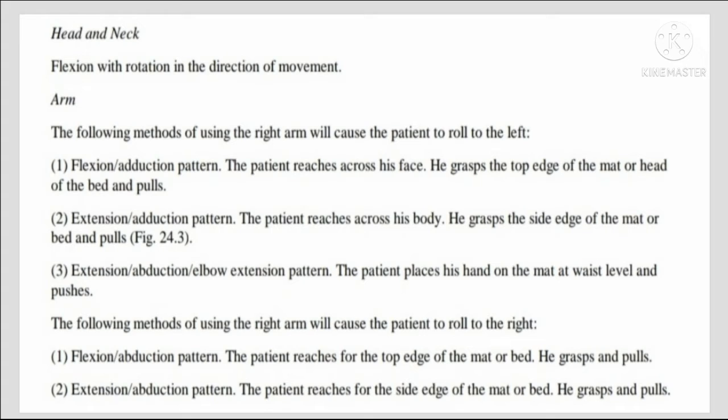The following method of using right arm will cause the patient to roll to the right. Flexion abduction pattern. The patient reaches for the top edge of the mat, he grasps and pulls. Extension abduction pattern. The patient reaches for the side edge of the mat, he grasps and pulls.